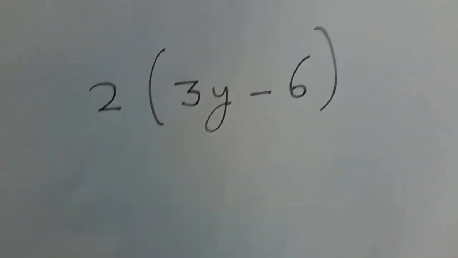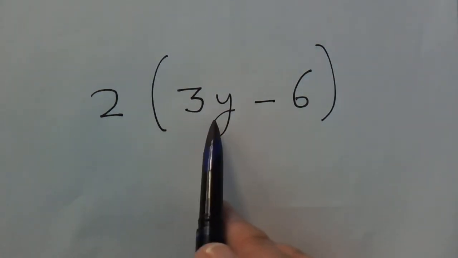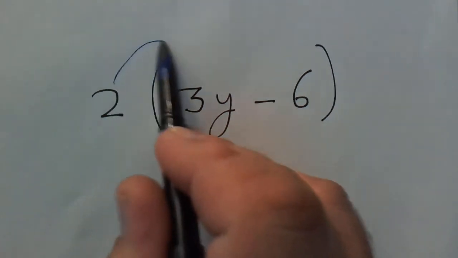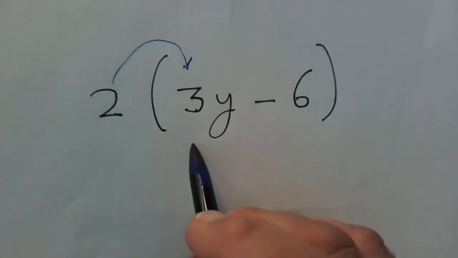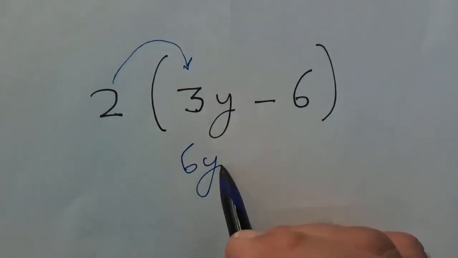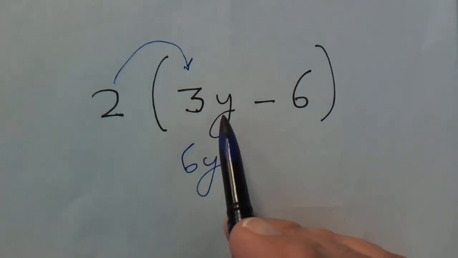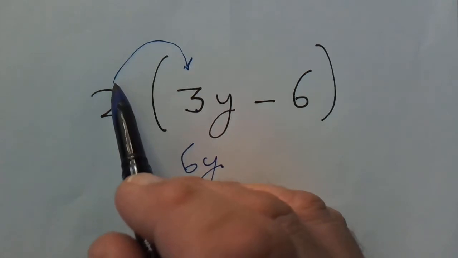Let's go ahead and do another one of these. In this one, we've got 2 parentheses 3y minus 6. So we're going to do the same thing. We're going to toss it over the wall. So 2 times 3 is 6y. And if you're not sure how to do some of those, I've got some other videos where I show how to multiply terms such as this.